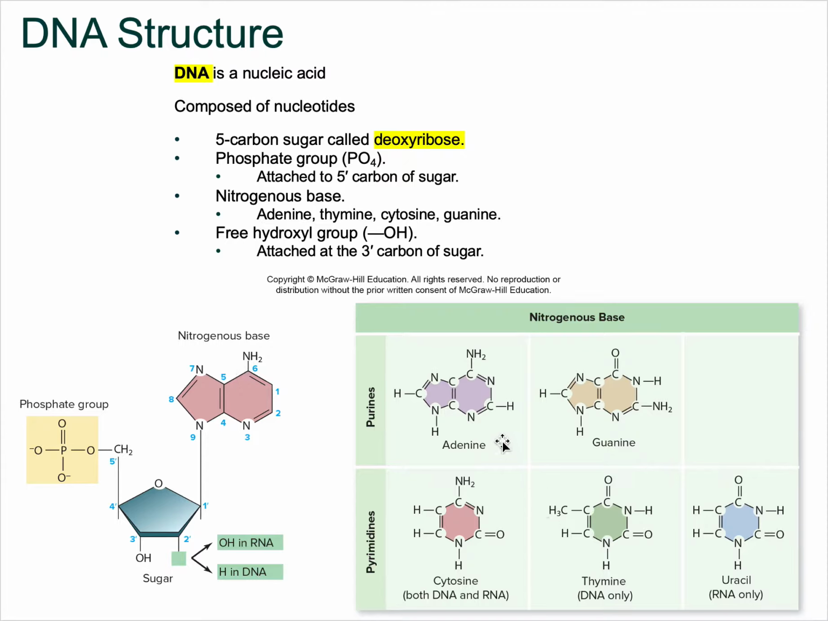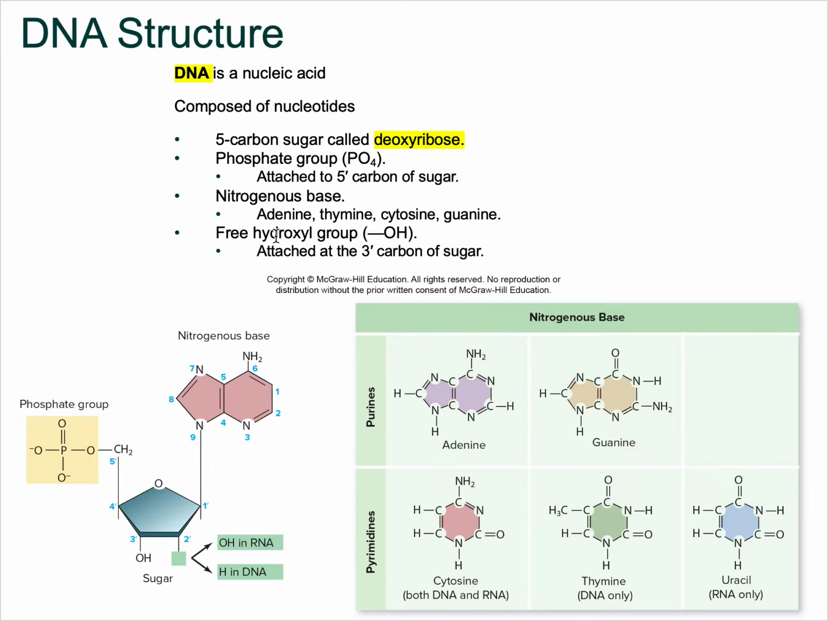A, T, G, and C. So adenine, thymine, guanine, and cytosine. Uracil will only be for RNA. But for DNA, and in eukaryotic cells, although eukaryotic cells can have RNA, when we're specifically talking about DNA, the 4 nitrogenous bases are A, T, G, and C. If it is RNA, then it is A with U and G with C. And I'll show you a few more diagrams on that.